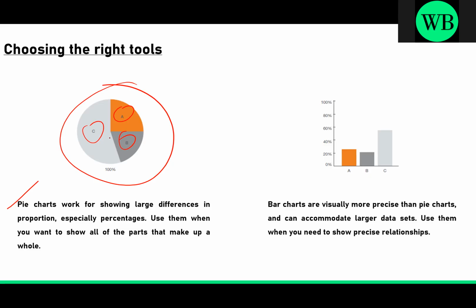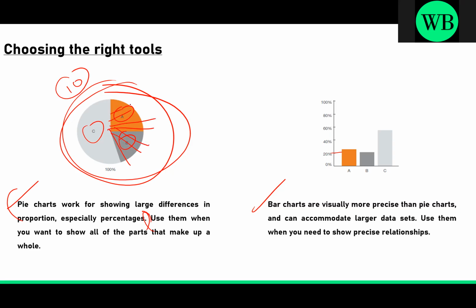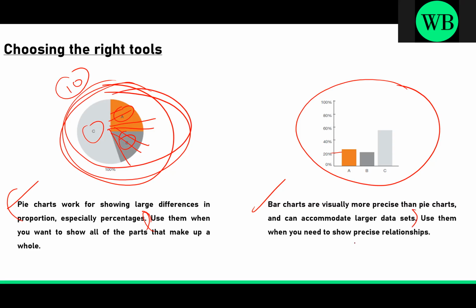Okay, and then you want to show different parts that make up the whole as well, right? So there are 2 points here. Okay, so when there are large differences and you want to show the different parts that make up the whole, bar charts are visually more precise than pie charts because it actually shows you this thing, and can accommodate large data sets, right? So for example, if you have 10 things that you want to show in a pie chart, then these slices become very small and you can barely see those slices. But even if you have to show 10 things here, it's much easier for you to show that in a bar chart versus showing it in a pie chart, right? So that's what this means.